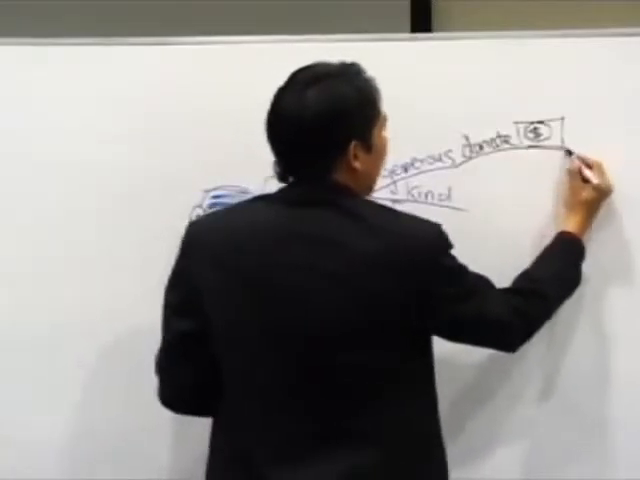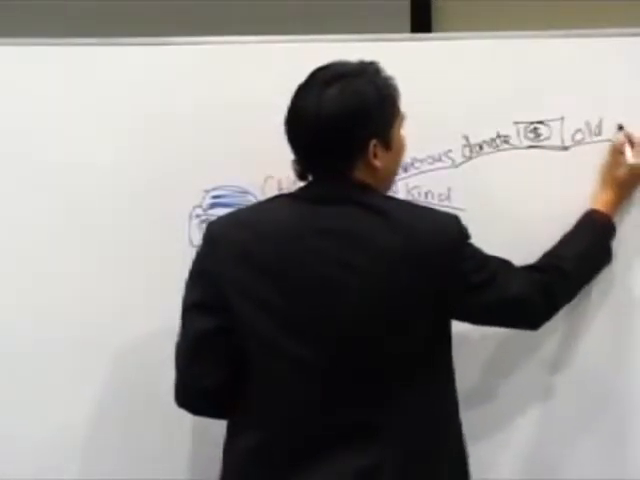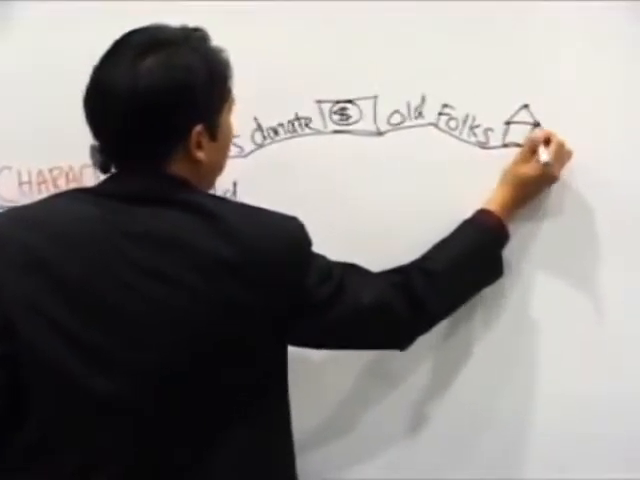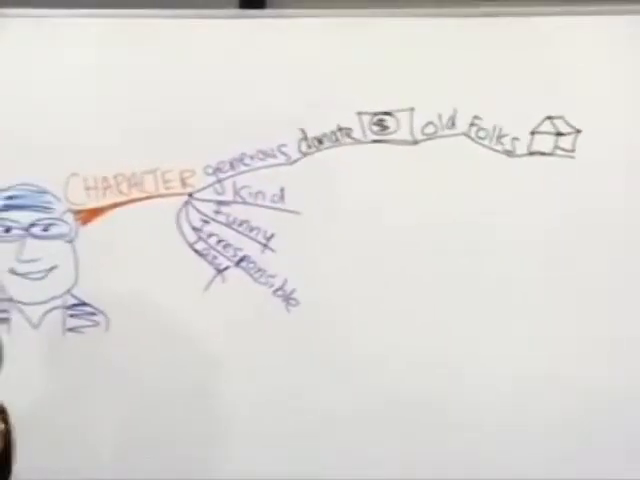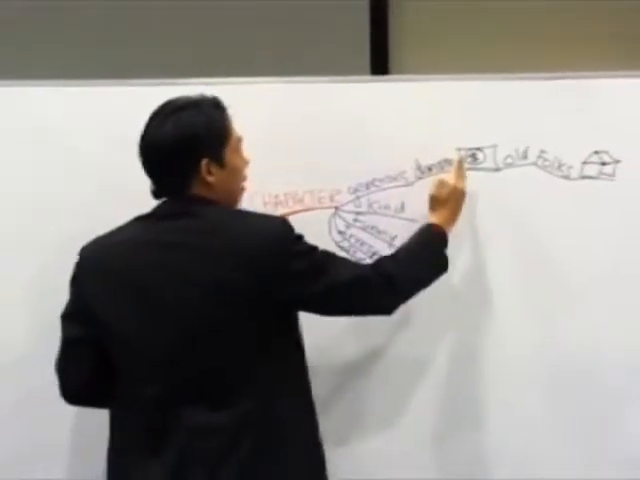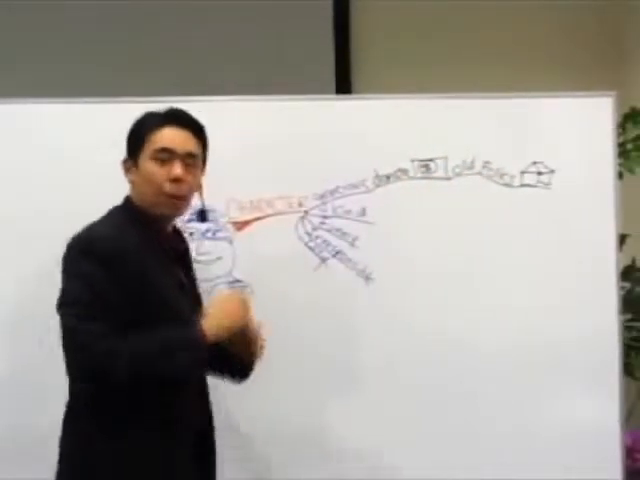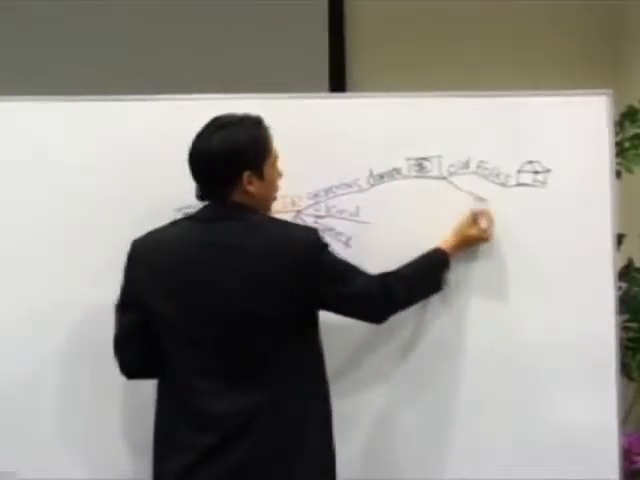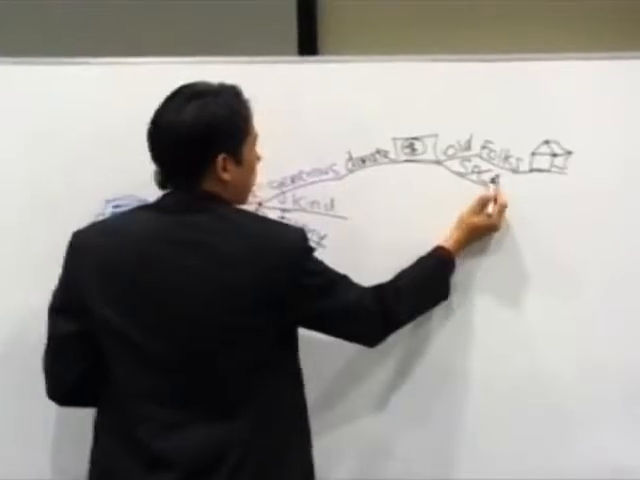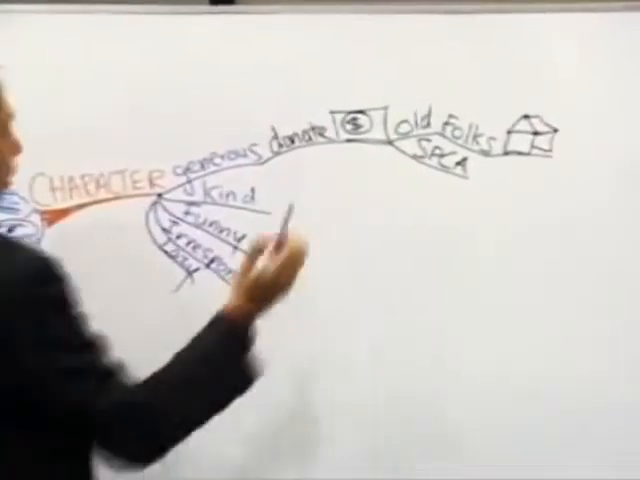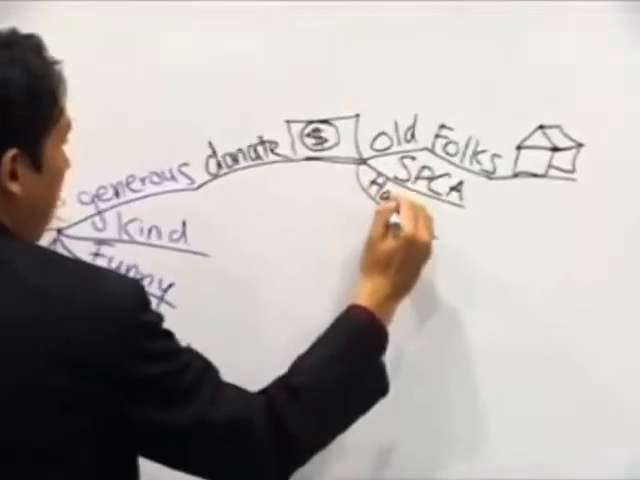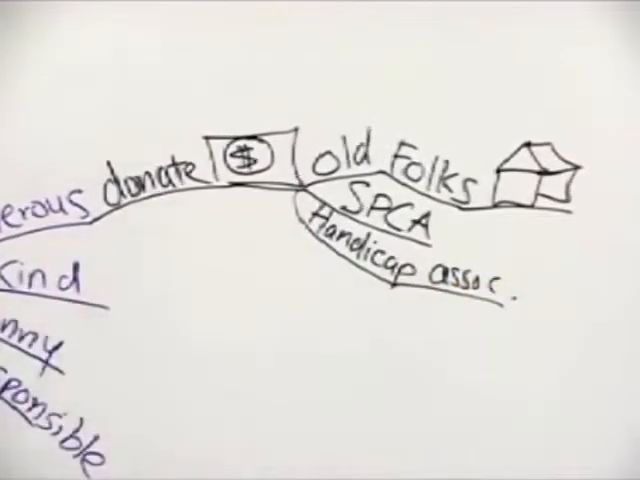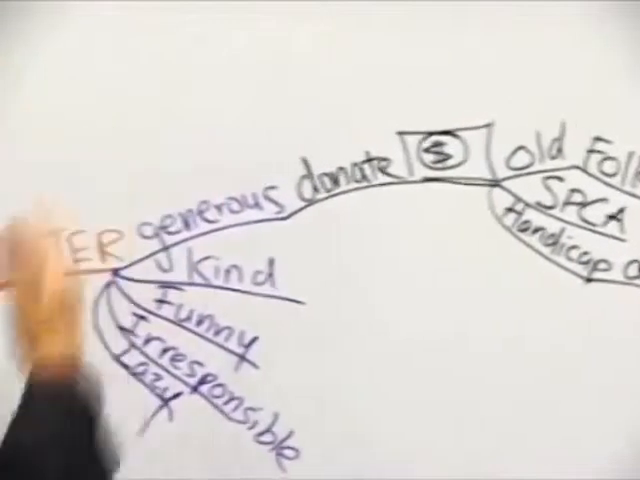So donate money, old folks, and home. You can draw a little house to represent it. You see that? So once again, one word, one line. Donate money, old folks' home. Now, besides donating money to the old folks' home, let's say he also donates to the SPCA. So from here, can we also branch out SPCA? Yeah. Let's say he donates to the Handicap Association. So from here, we can branch out Handicap Association. Alright?